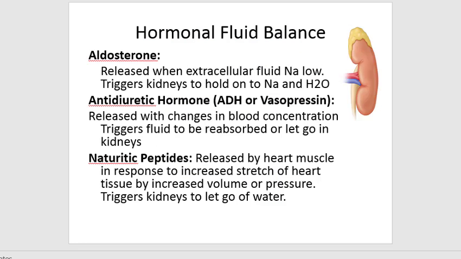So in terms of fluid balance, since we're talking about fluid and electrolytes, our body has hormones that help us maintain fluid balance. The first one is aldosterone. Aldosterone is released when we have a low sodium, okay? And the kidneys hold on to sodium. So if our body sees that our sodium is low, then our kidneys will hold on to sodium, okay? And then water follows sodium.